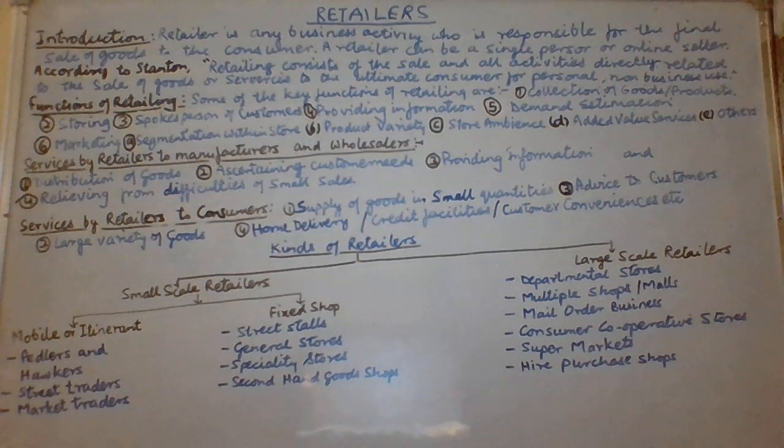And another category in the fixed shops is the second-hand goods shops. These stores deal in second-hand or used goods like books, clothes, furniture. Persons with modest means can make purchases from these stores.